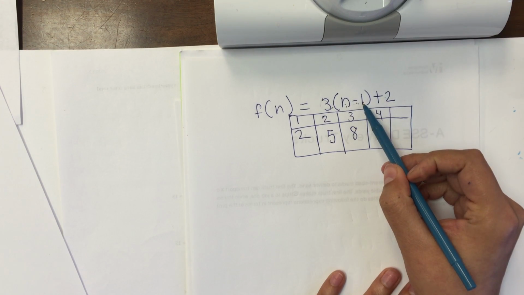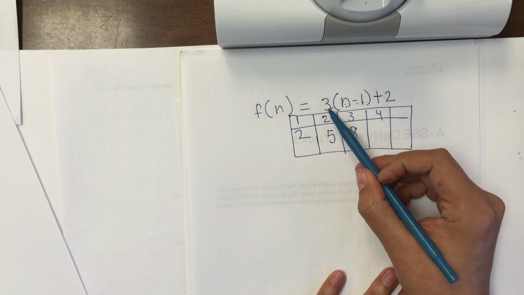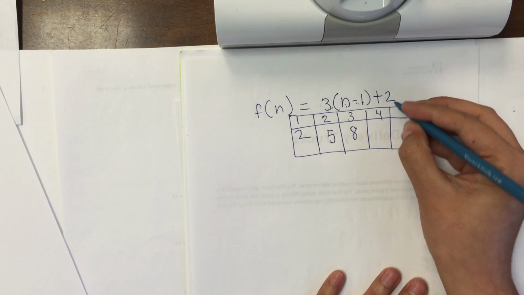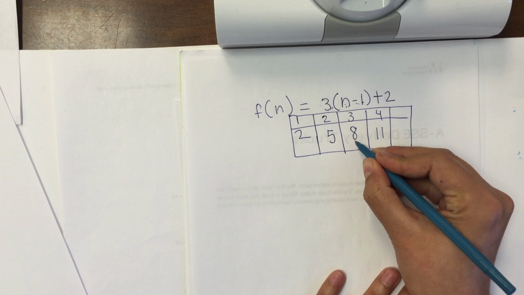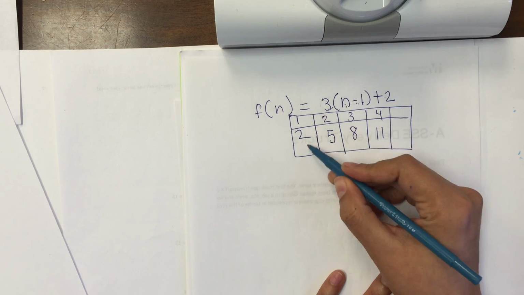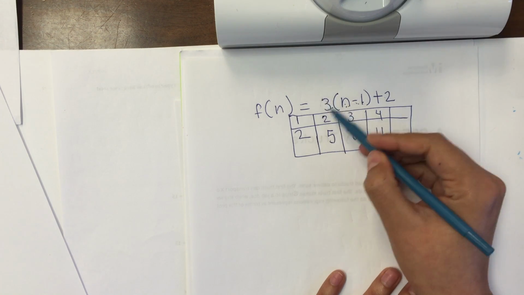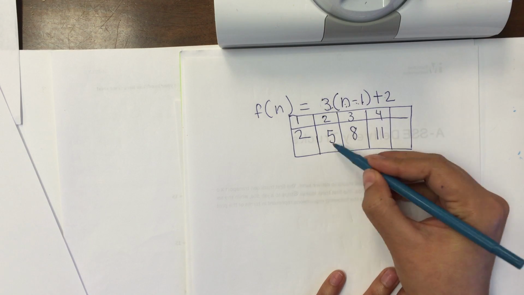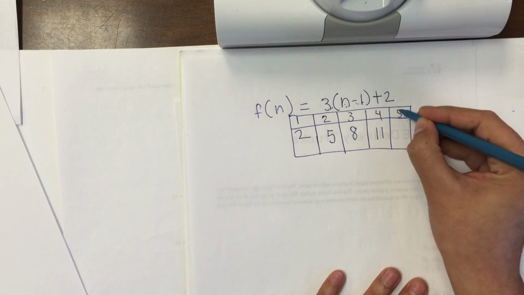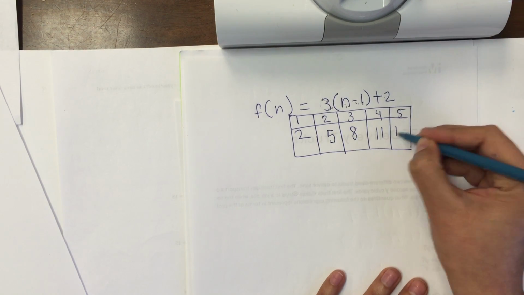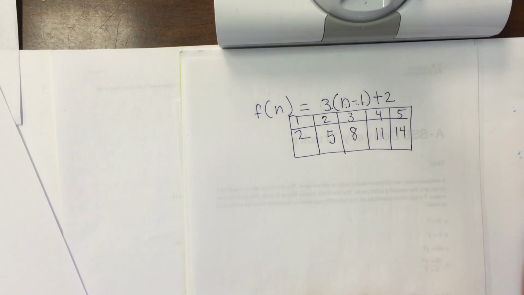4 minus 1 is 3. 3 times 3 is 9. 9 plus 2 is 11. Again, we added 3. If you see that pattern, or if you understand that this is what you're adding each day, all you have to do is add 3. So for day 5, that will be 14, right?